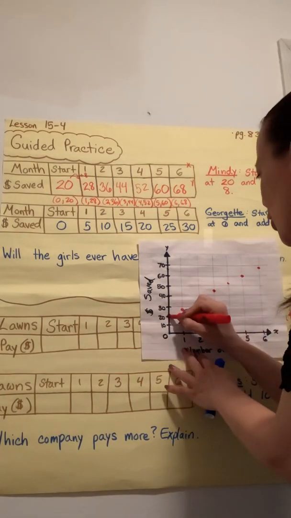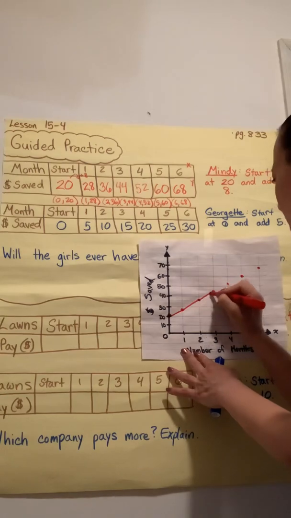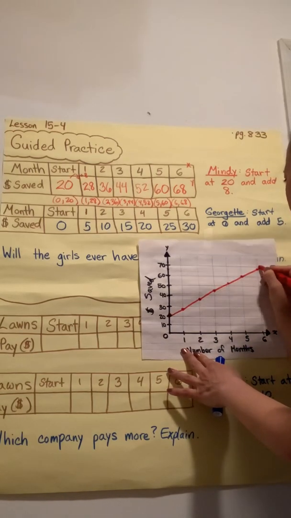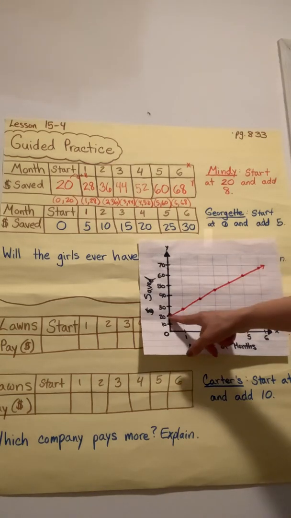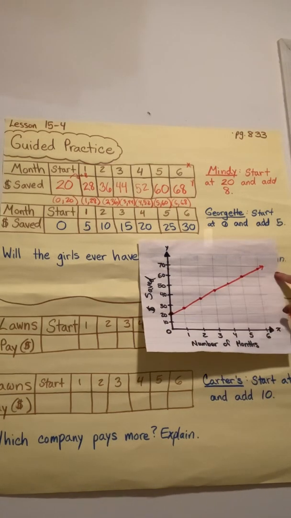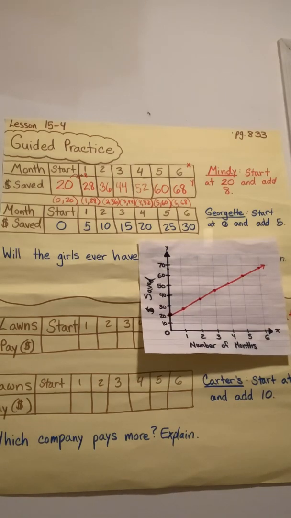Okay, and I can show it's a pattern by connecting. Don't try it this way at home. If you have a ruler, you should be using a ruler. But there is Mindy's line. Okay, there's where she started. There's how much she's increasing. And it will keep going that way.